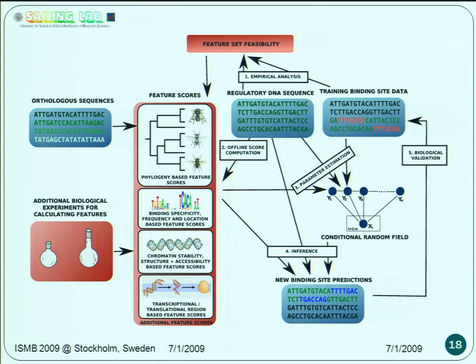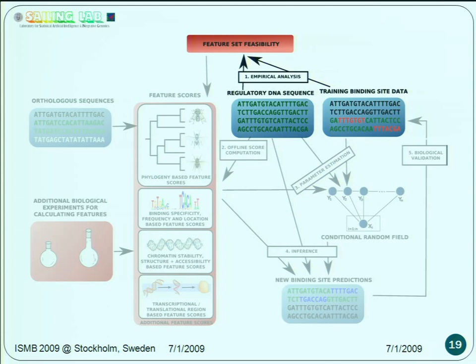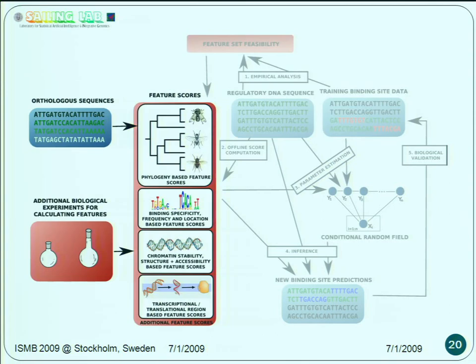So let's first look at what we do. We take some regulatory DNA sequences, some training binding site data, and we perform some empirical analysis by which we choose a set of features which might be feasible for that data set. Then, for those feature sets, we compute the scores for each of the features. So the features might be phylogeny-based features, such as presence or absence of conservation.